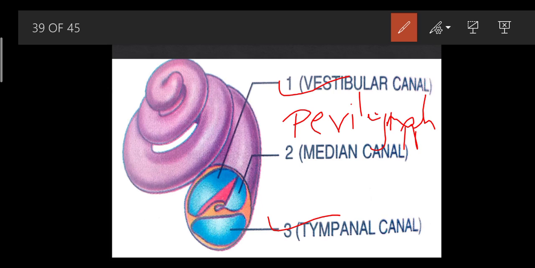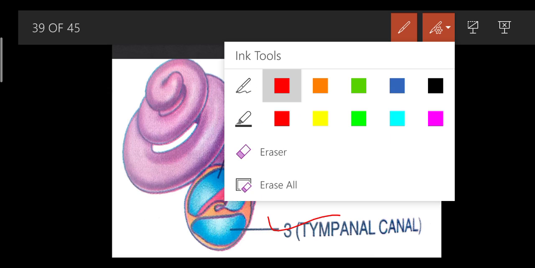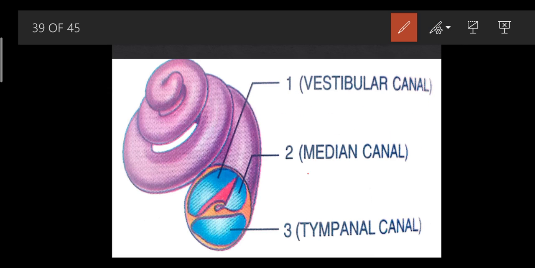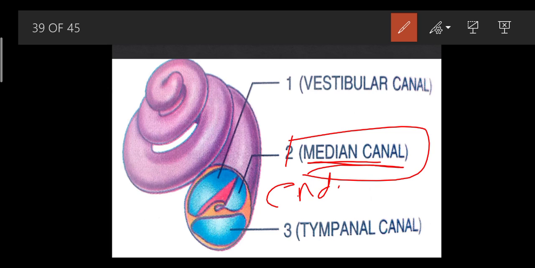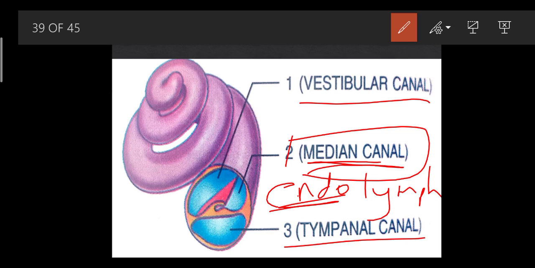Perilymph. The word peri means periphery, means toward the outer end, not toward the center. And there is one more fluid present in this median canal, which has a special name, called the endolymph. Why is this called endo? Endo means inside. Peri means towards the outer part, and endo means toward the center part.